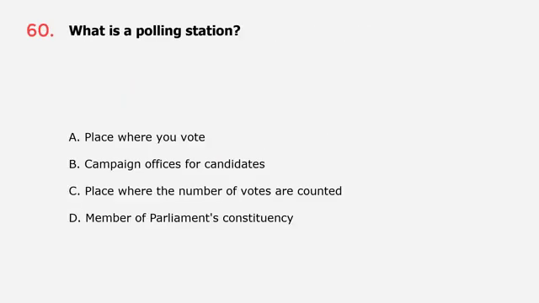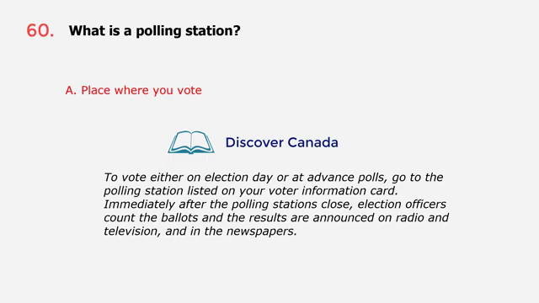Question 60. What is a polling station? A. A place where you vote. B. Campaign offices for candidates. C. Place where the number of votes are counted. D. Member of the Parliament's constituency. The answer is A. Place where you vote.